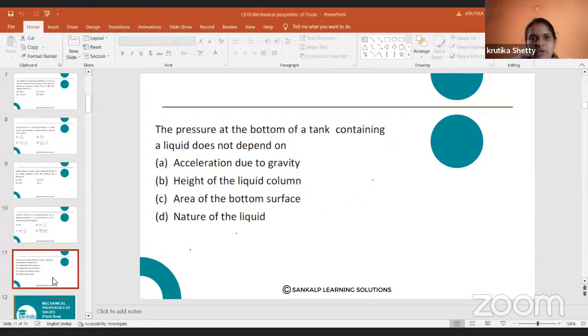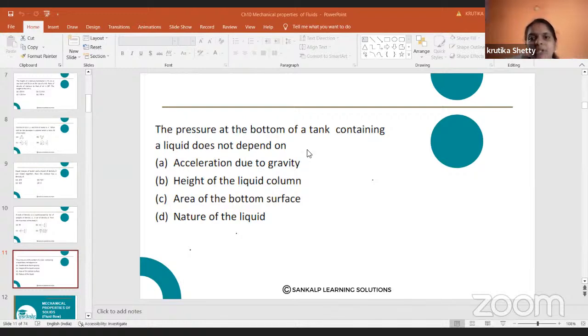So our next question is, see here, the pressure at the bottom of a tank containing a liquid does not depend on: acceleration due to gravity, height, area, or nature of the liquid. Okay, see here, the pressure at the bottom of a tank containing liquid, it does not depend on.